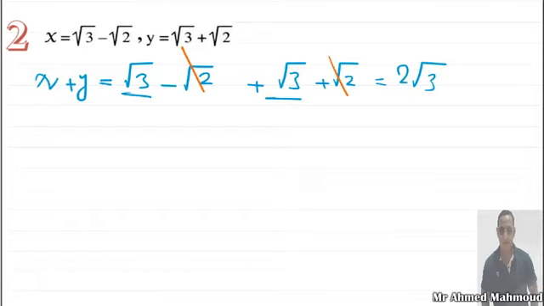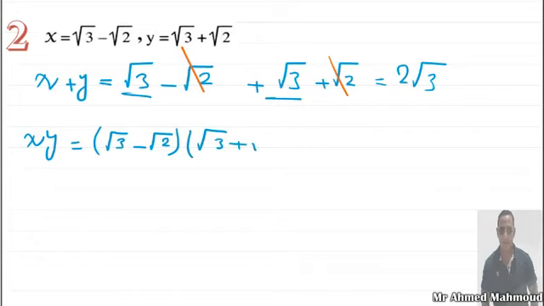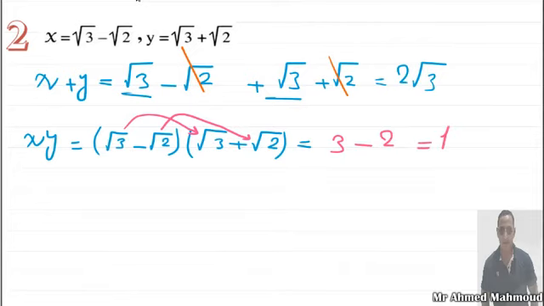The next one, now if we need x times y, it will be in brackets root 3 minus square root 2 times root 3 plus square root 2. It will be by multiplying the first times the first and the second times the second. It will be root 3 times root 3 equals 3. Negative root 2 times positive root 2 equals negative 2. 3 minus 2 equals 1, and this is the simplest form. Then, as I said before, when we multiply a number times its conjugate, the result will always be a rational number.